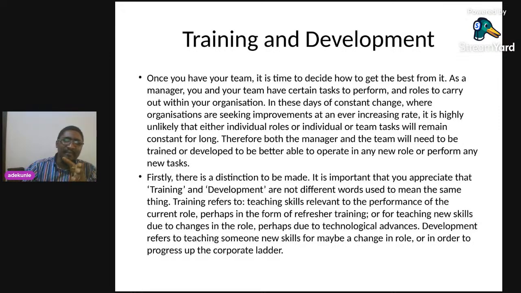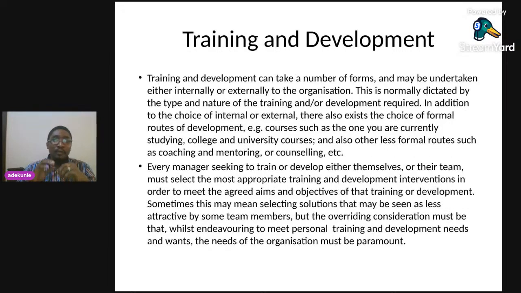Once you understand the kind of training you want to give, first understand that there's a difference between training and development. All right, training and development are two different things. When we talk about training, it sometimes forms a reason for staff motivation, because every staff member is looking at how they can develop themselves. And when you train your staff, it's a means of motivating them to do more.